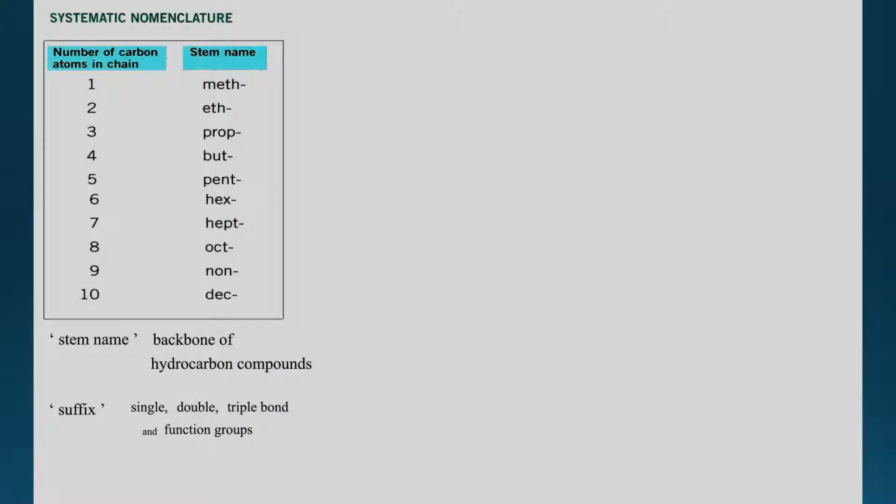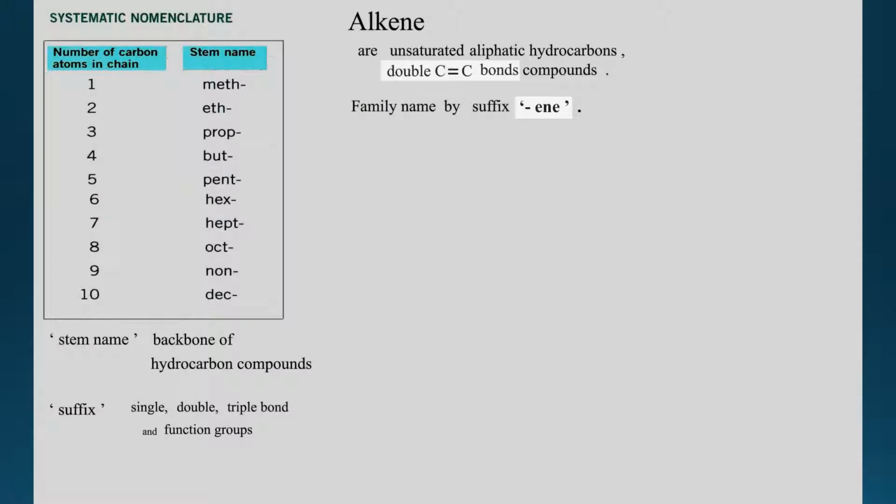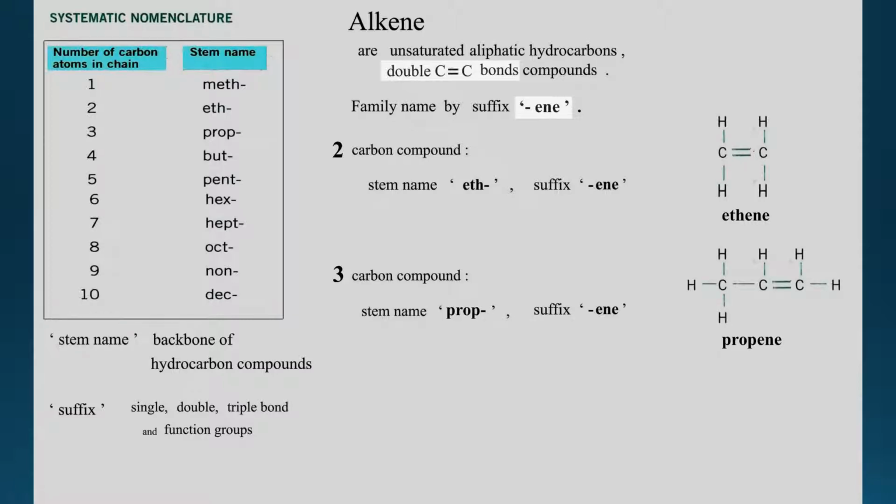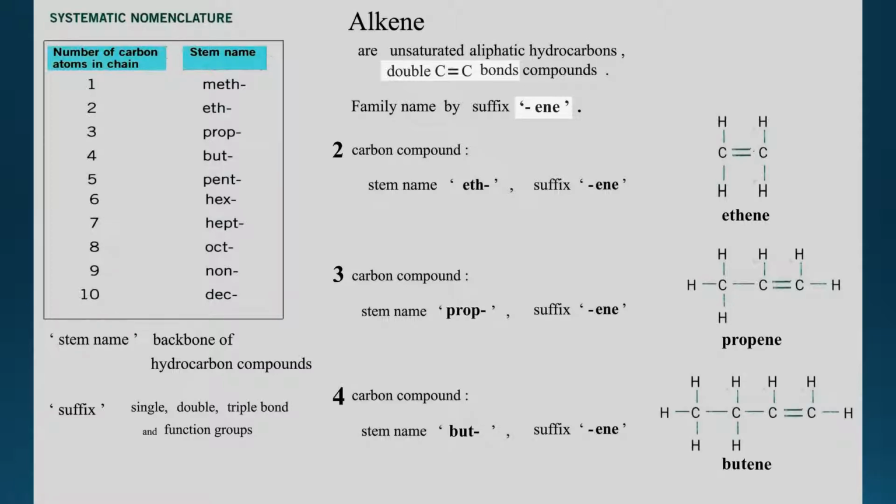Now we're going to talk about the double bond. Alkane, and this is called alkene, E-N-E. When you see E-N-E, this is a double bond hydrocarbon, as in ethene. Propene, 3C. 4C, butene.